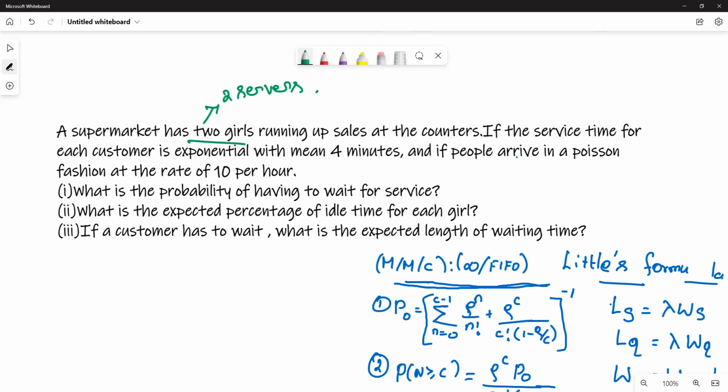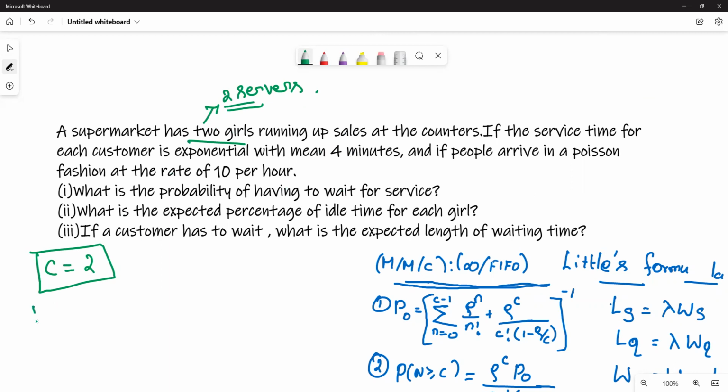Is there anything given about the capacity? If the service time for each customer is exponential with mean 4 minutes, they are talking about the service rate. If people arrive in Poisson fashion at the rate of 10 per hour, they are talking about the arrival rate. Nothing has been specified about the capacity of the system, so we can take the problem as infinite capacity. So this is a multi-server infinite capacity model. What is multi-server here? C. C is given as two girls. That is, there are two servers here. So in this problem, specifically C is 2. Okay. So we have identified the model.